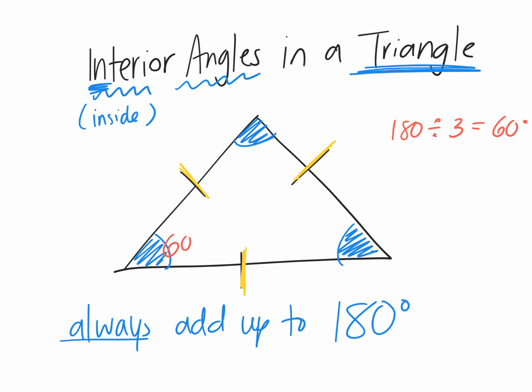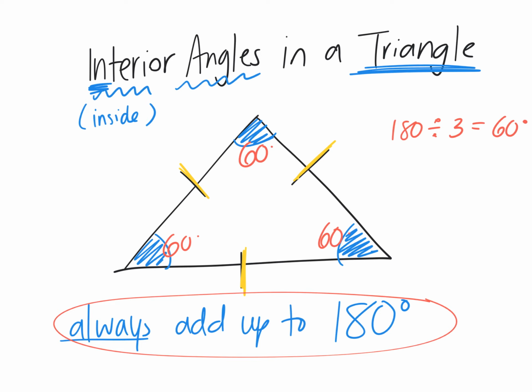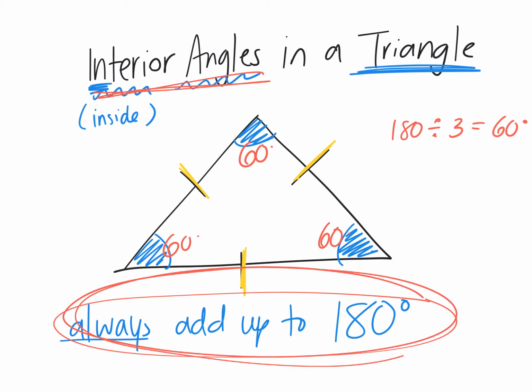So in an equilateral triangle, all the angles are always 60 degrees because they're equal. That's not the case for all other triangles, but they do always add up to 180. So let me give you an example. What do interior angles in a triangle always add up to? They always equal 180. It doesn't matter what size they are.